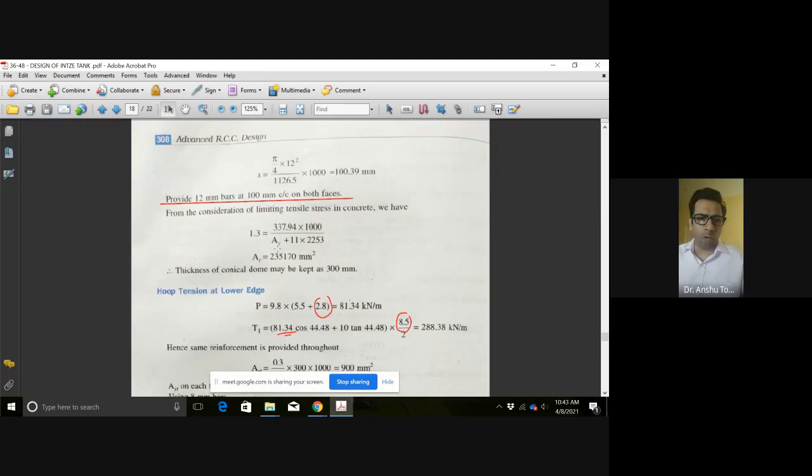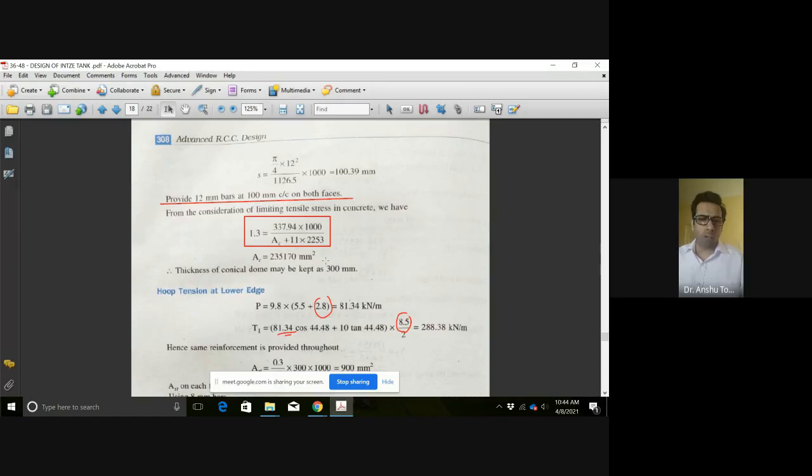Now, if we want to find out the area of concrete, although we have designed and assumed the thickness as 400 mm, we can find the area of concrete corresponding to the hoop test simply using the same formula, where we put the limiting tensile stress on the left hand side, and the tensile force in the numerator, and area of steel and modular ratio into the denominator, and we get the area of concrete as this one.